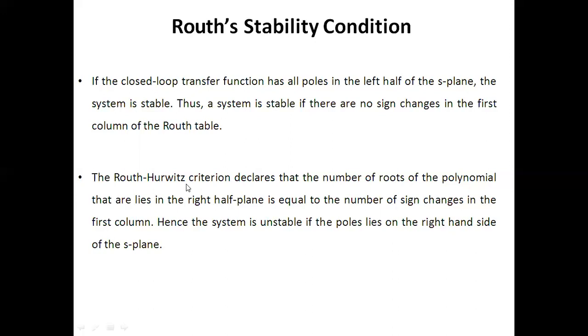The Routh Hurwitz criteria declares that the number of roots of the polynomial that lie on the right half of the S plane is equal to the number of sign changes in the first column. Hence, the system is unstable if poles lie on the right hand side of the S plane. So first we will construct the Routh table, then we will only look at the first column of the Routh table. From that first column, we will see if there is any sign change. If there is any sign change, we will comment that the system is unstable, and the number of sign changes is equal to the number of poles that lie on the right hand side of the S plane.